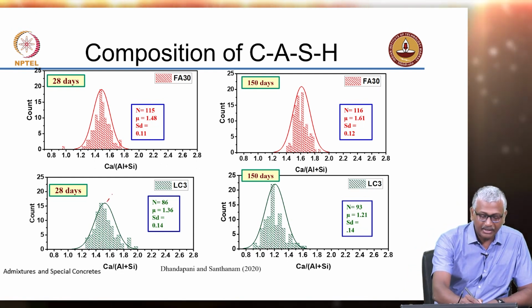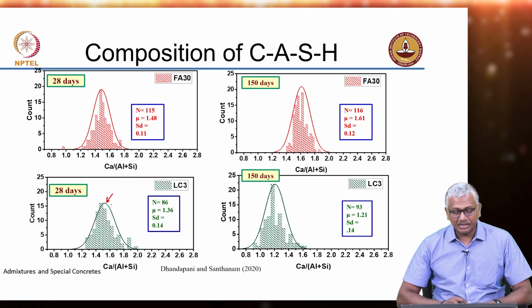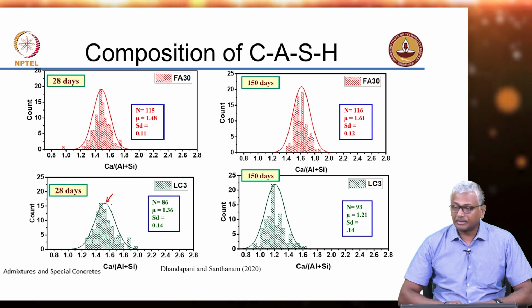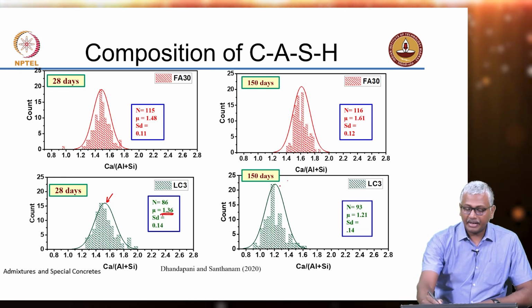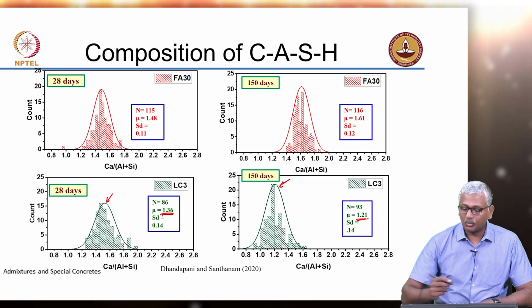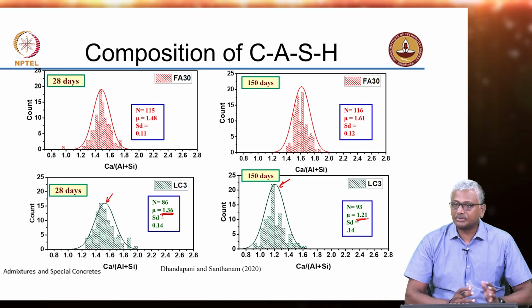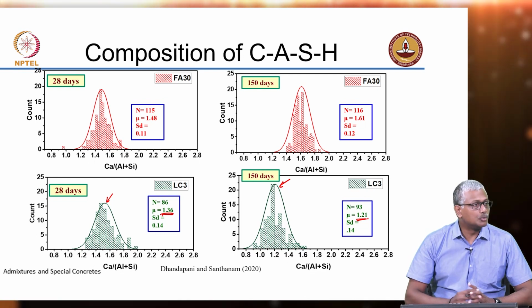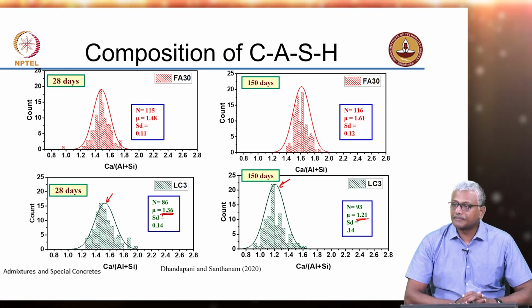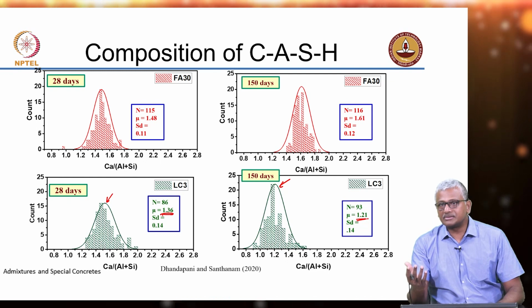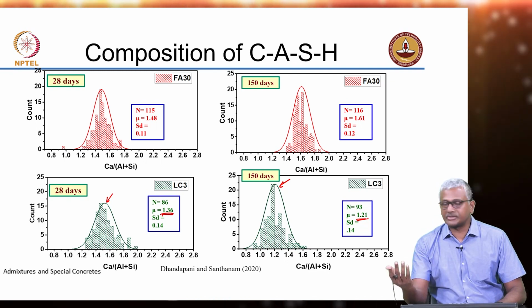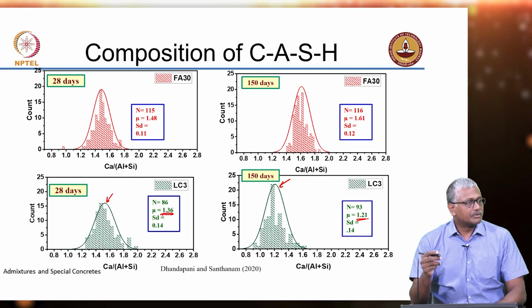As you see here, at 28 days, we are actually seeing about 1.36 as the mean, and here 1.21 at 150 days. So, there is a clear shift of the calcium to silicon ratio to lower calcium levels. Now, this has many different connotations.